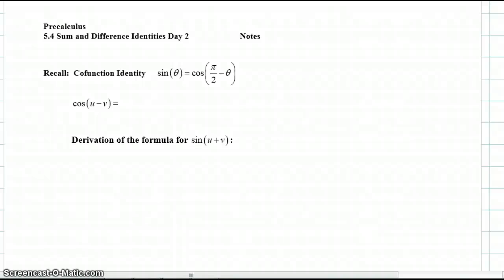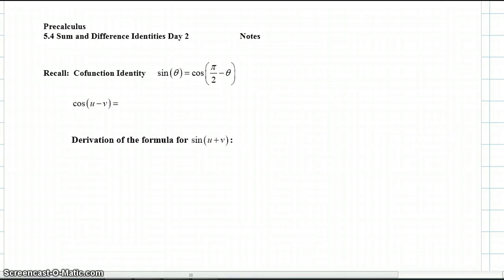This video is about the sum and difference identities of the other trig functions. We did cosine already, and this is for sine and tangent. Please make sure before you watch this video that you've printed off a copy of the note sheet. It'll help you if you're writing along with me and taking notes as opposed to just printing off my notes.